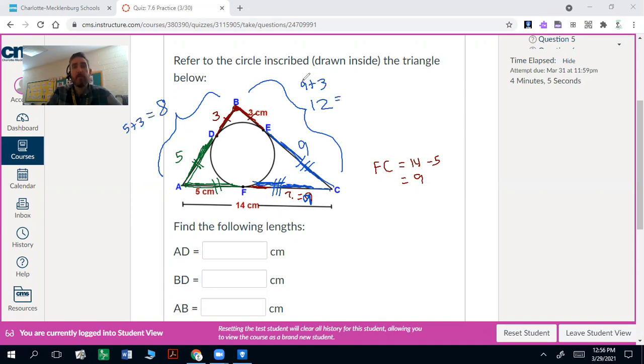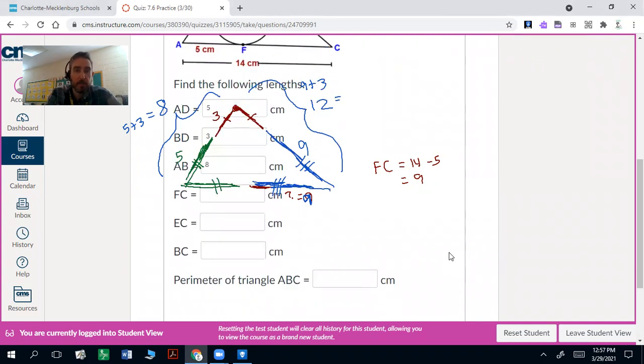All right, so we have every piece of information for those segment lengths on the outside. That'll help you answer the question down below. So AD, BD, and AB. So AD is going to be from here to here, that's going to be 5. BD, that's going to be from here to here, that's going to be 3. And AB is going to be 8.